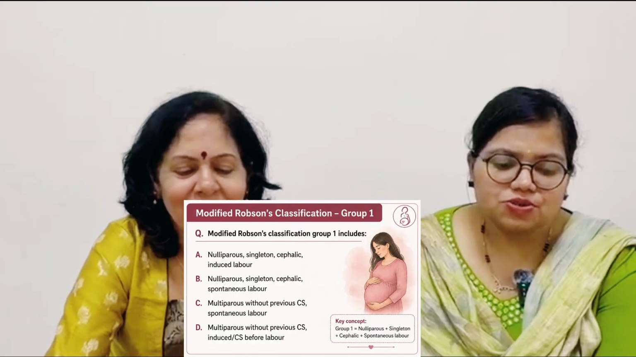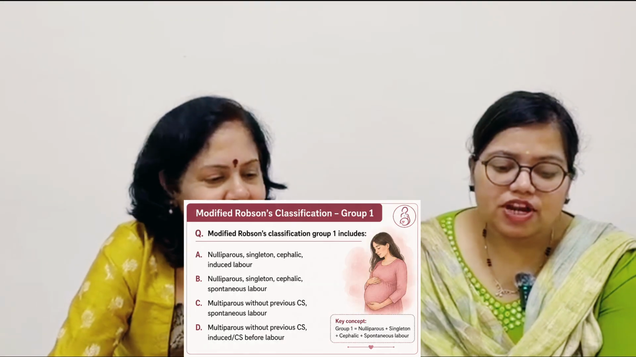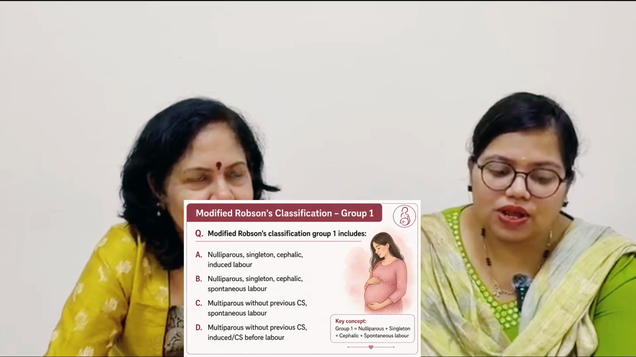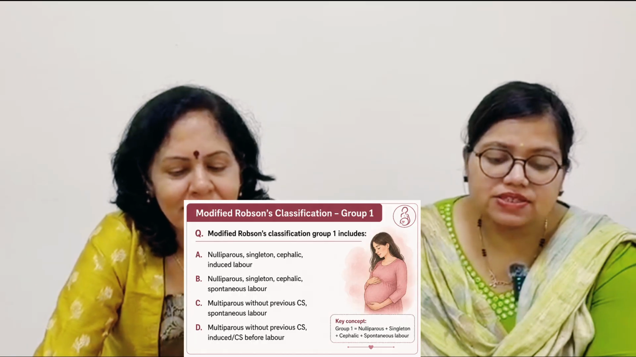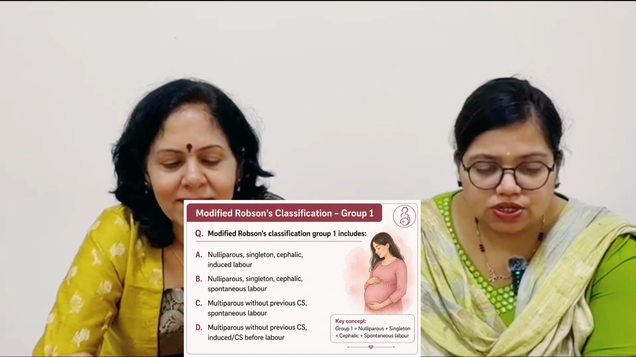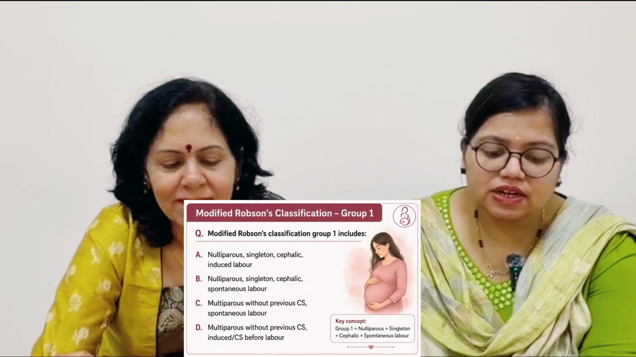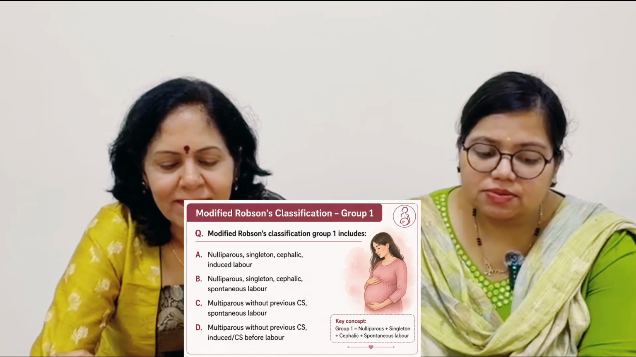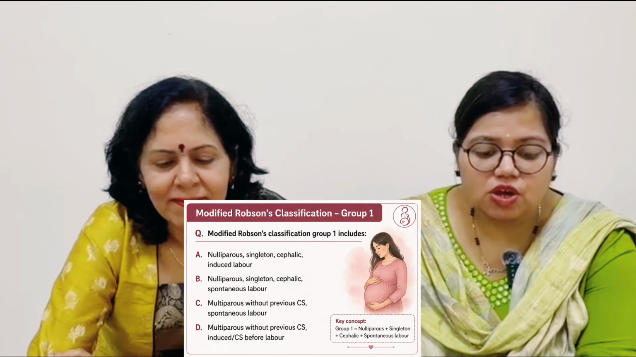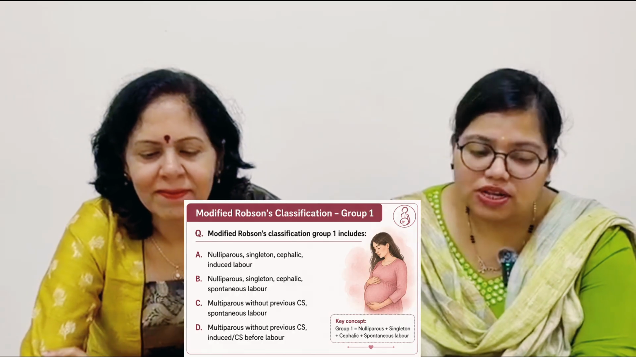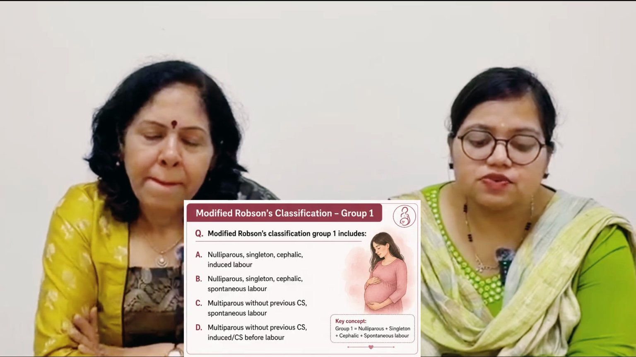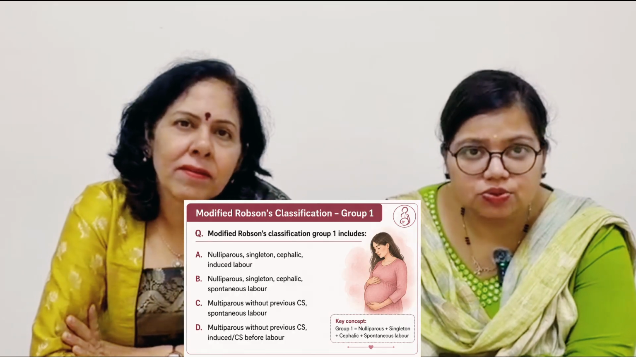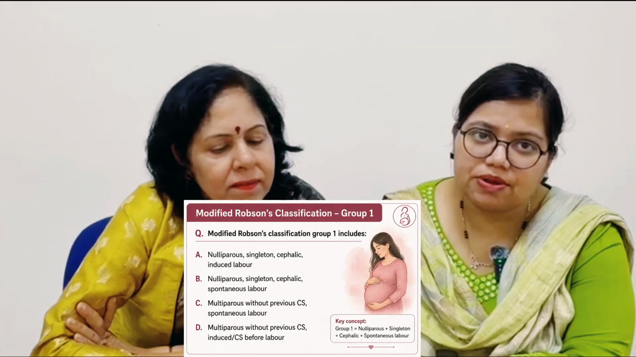Hello all. So today's MCQ is: modified Robson classification group 1 includes A. Nulliparous singleton cephalic induced labor, B. Nulliparous singleton cephalic spontaneous labor, C. Multiparous without previous caesarean section spontaneous labor, D. Multiparous without previous caesarean section induced or caesarean section before labor.